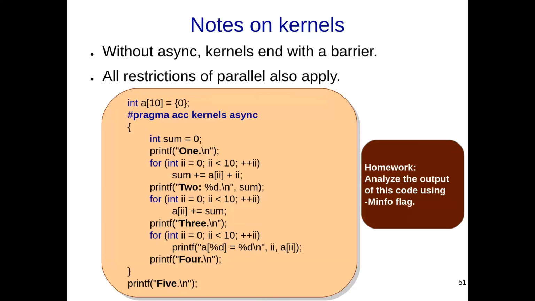What is the help of this async? Because earlier we discussed in one of the other slides that the kernel is by default async, right? Yes, the kernel is by default async, that is true. The #pragma acc parallel includes by default the barrier at the end. In this case, if there is no async, then 2 is always going to get printed before 5. But if there is async, then 5 can get printed before 2.